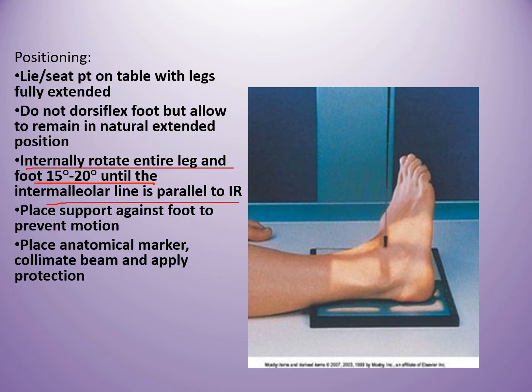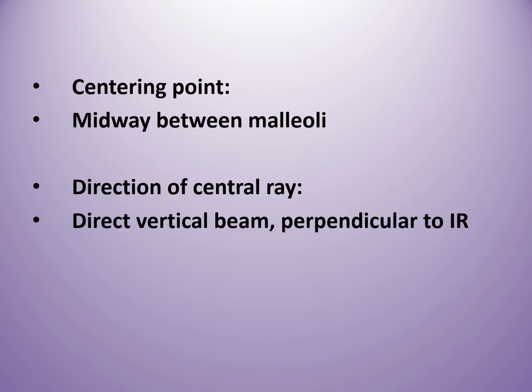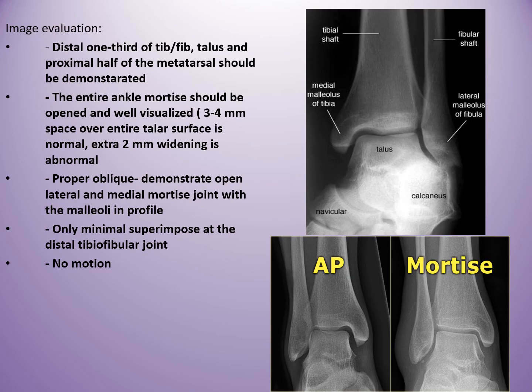Right? Place support and place the foot like this. Not only the ankle but the entire leg. This one is the leg, you can rotate there, about 40 degrees, as well as the ankle. There is no angulation, but the patient needs to angle immediately. Centering point is midway between the malleolar lines, like the ankle, and directed vertical beam, perpendicular to the receptor. This is the image to be evaluated in the radiograph.